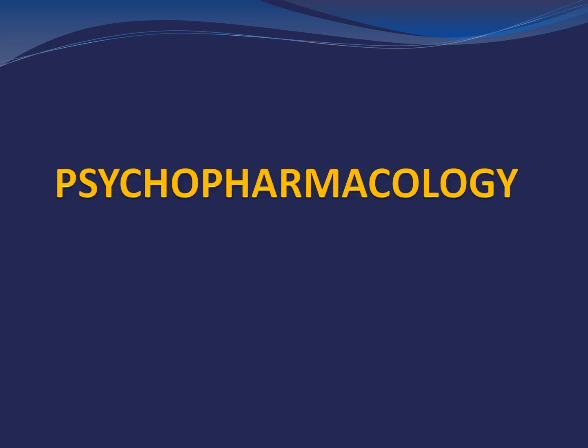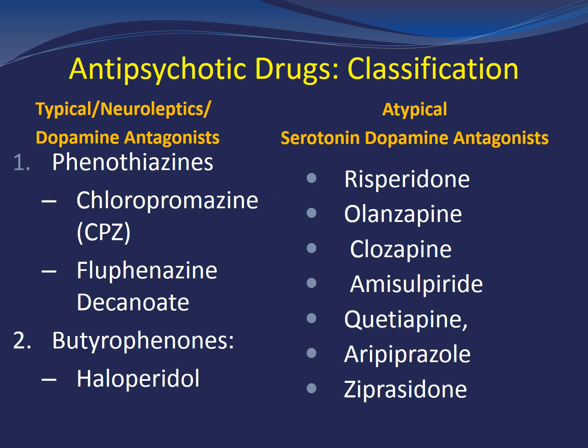Now, psychopharmacology. In that, antipsychotic drugs. Most important classification: typical, atypical. Typical is also called as neuroleptics or dopamine antagonist. Atypical also called as serotonin dopamine antagonist. Examples: typical chlorpromazine, fluphenazine decanoate, and haloperidol. Atypical risperidone, olanzapine, clozapine, amisulpride, quetiapine, aripiprazole, and ziprasidone. Most important is chlorpromazine and haloperidol from the typical, risperidone and olanzapine from the atypical.